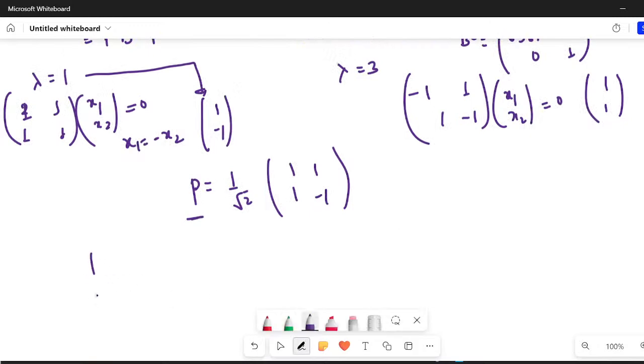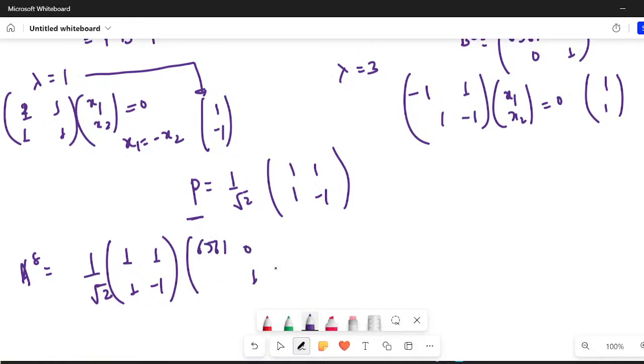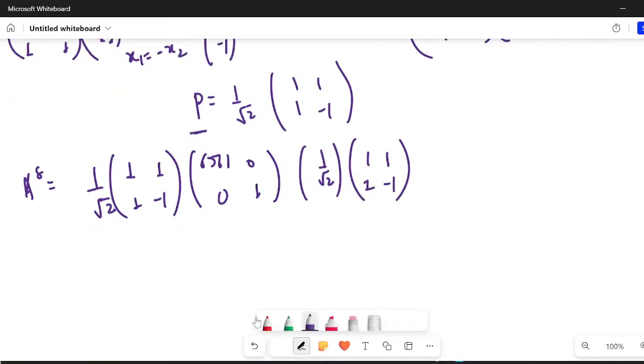So I can do 1 over root 2. And I have to find a raised to power 8. Don't forget, I have to find a raised to power 8. A raised to power 8 would be 1 over root 2, P, that is 1, 1, 1, minus 1. Then I have this b, which is given by 6, 5, 6, 1, 1, 0, 0. And then I have again 1 over root 2, and again 1, 1, 1, minus 1.